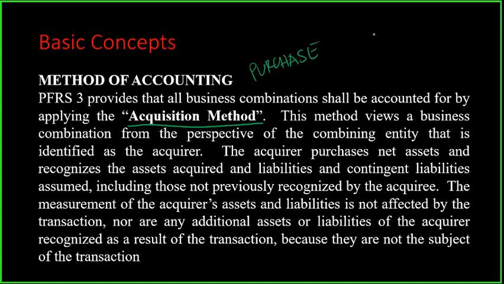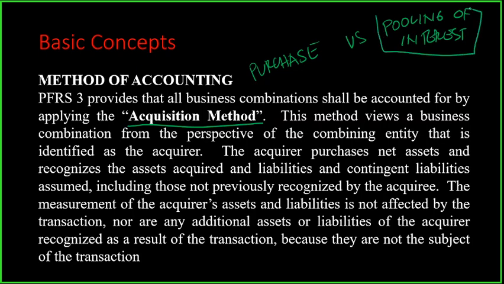Actually, there were two methods before: the purchase method versus the pooling of interest. And pooling of interest is no longer used. Under pooling of interest, assets are recorded at book value, there is no acquirer, and the control is not clearly identified. So it's totally the opposite of the purchase method. This one is more preferred. That's why our accounting standards evolved into using the purchase method as the prescribed method. Let's just forget pooling of interest.